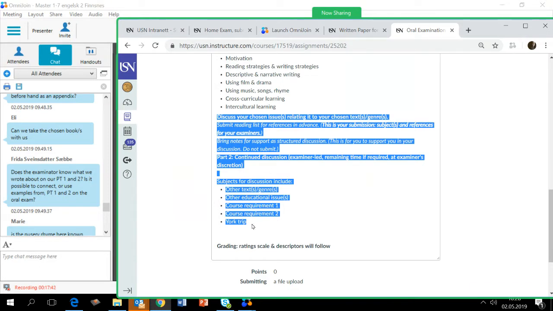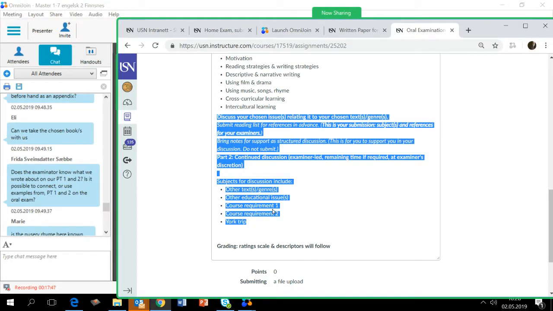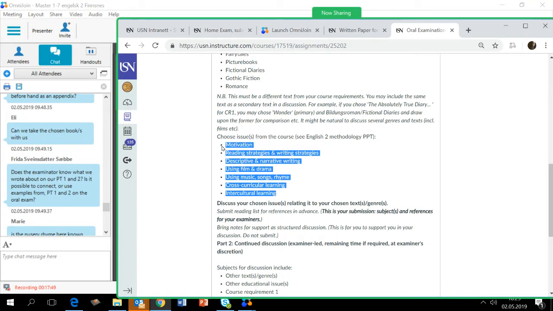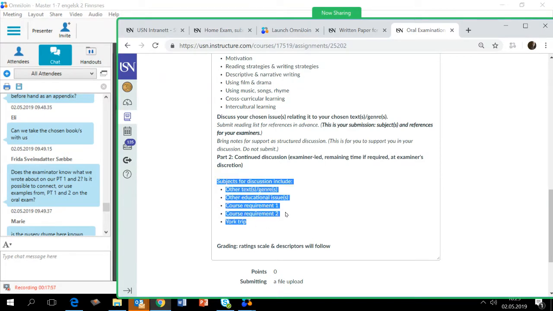Regardless, if you're strong enough and on point, then you can start branching out, because you've got issues that you can touch on to demonstrate that you've done well across the board. And then looking at Friday's question as well, your examiners could ask you about other texts and genres, or other educational issues that you haven't covered. I'd see it as being quite easy to cover all of them if you wanted to.